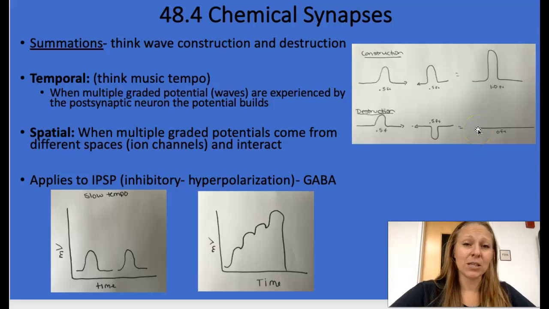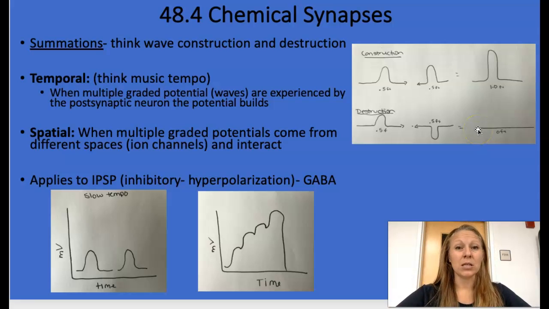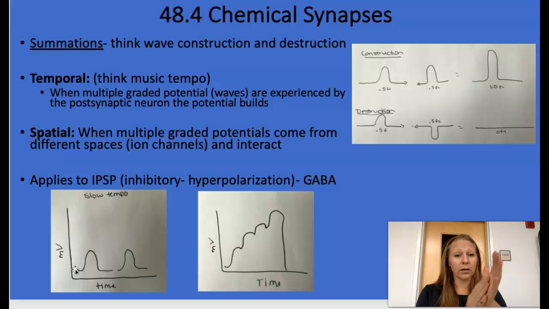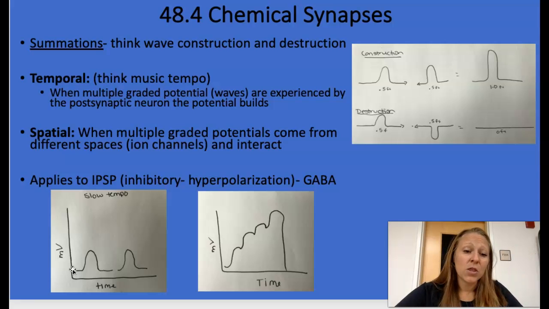And so this is the same thing that's going to happen with our potentials in the neuron as they move towards the axon hillock. And so if we have a summation, there's two types of summations, temporal and spatial. If we have a temporal summation, we're going to have multiple waves or multiple potentials interacting. So let's think about a slow tempo. We think temporal, tempo, think music, tempo. And if we have a slow tempo, those potentials have a chance to increase and then decrease back down to the resting potential. And then it happens again. It has a chance to increase and then decrease. So there's no summation happening. There's no wave construction happening.